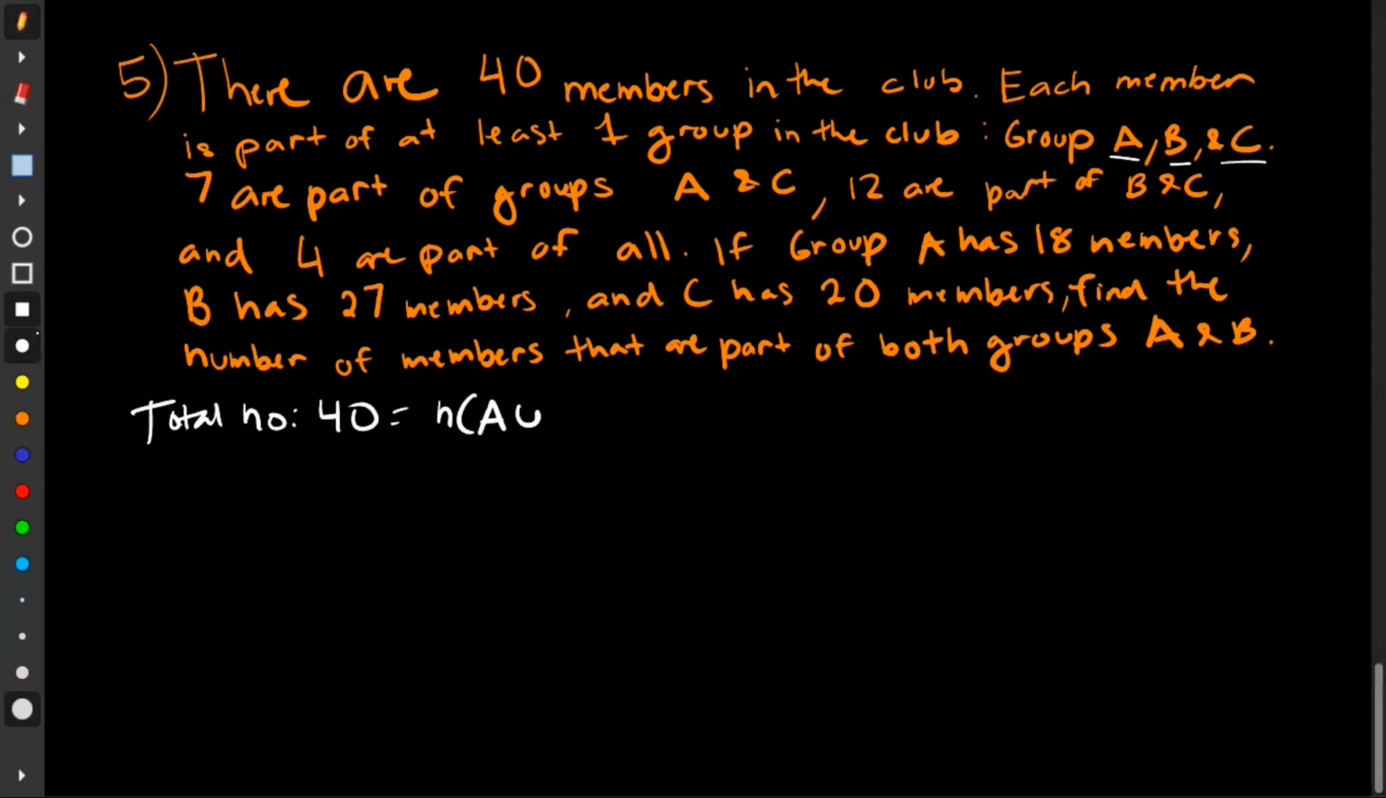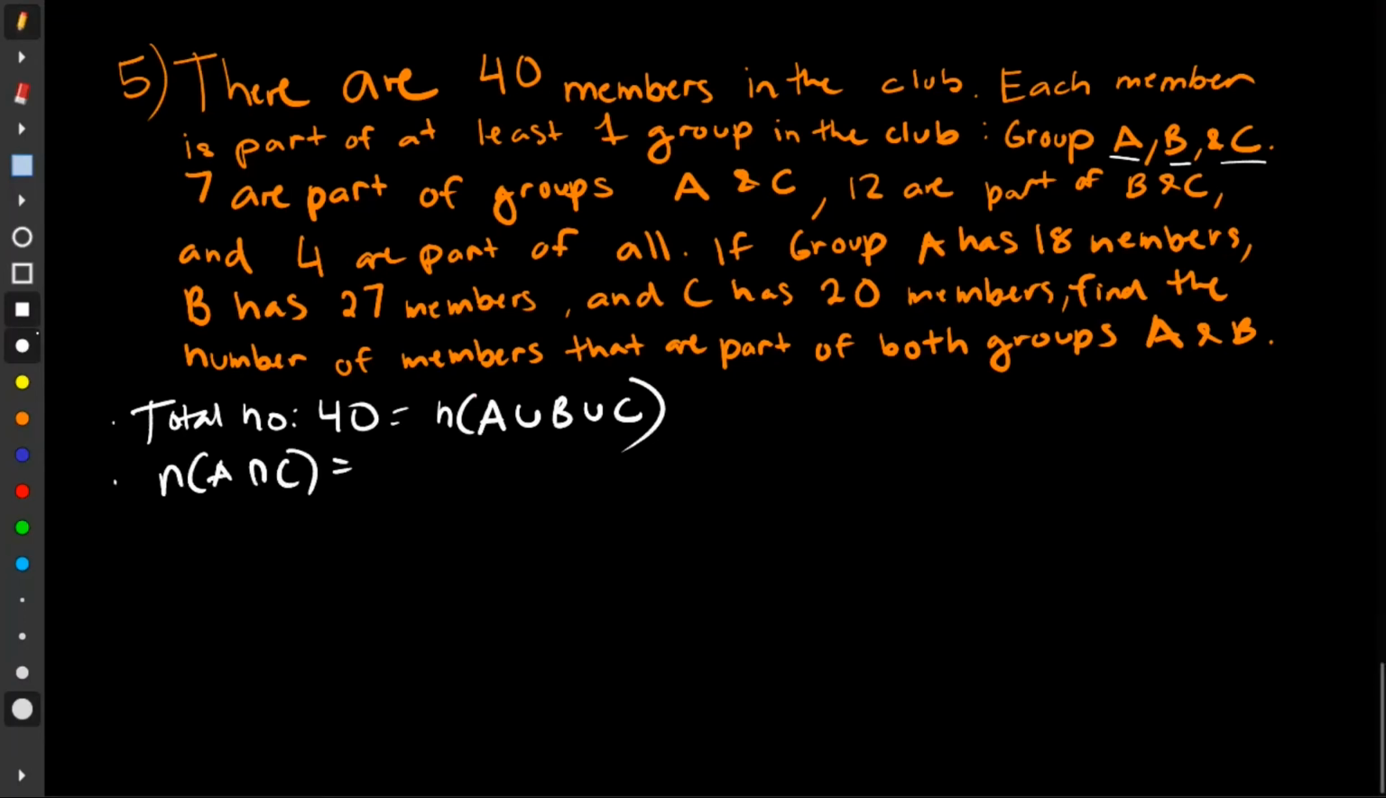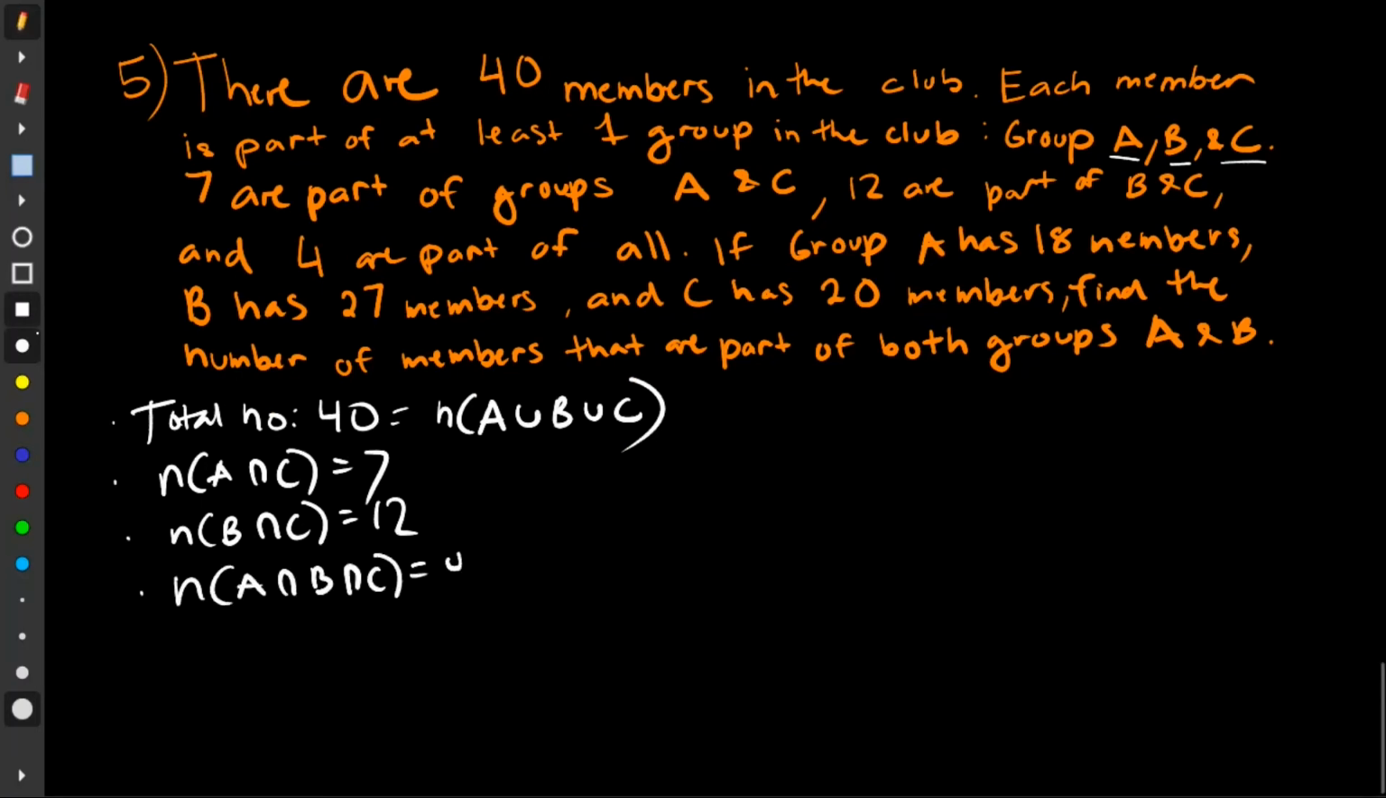Representation for our sets. So this is also equal to the cardinality of A union B union C. Aside from that, we also have 7 are parts of group A and C. So that is the cardinality of A intersection C, 7. We also have 12 are part of B and C. So we have this one, and 4 are part of all of them. So we have A intersection B intersection C is 4.